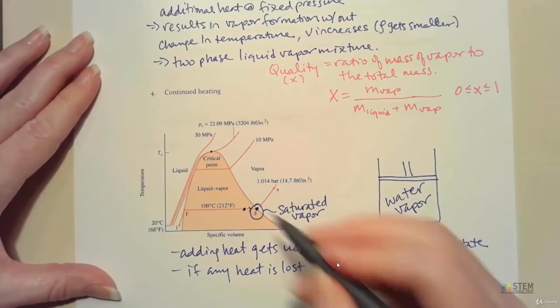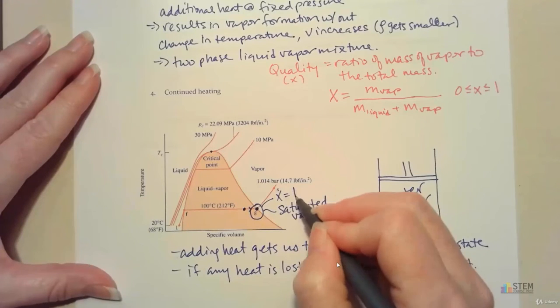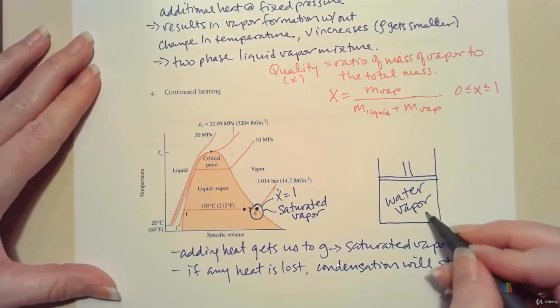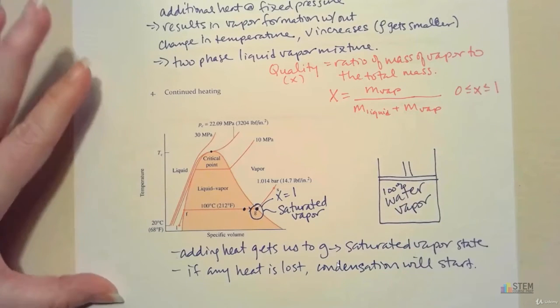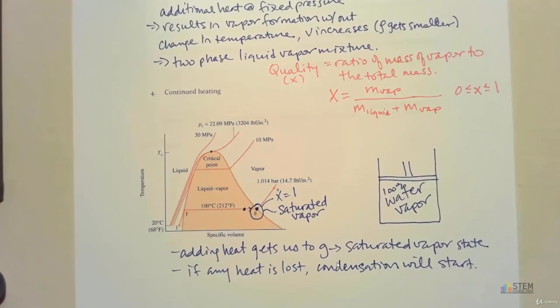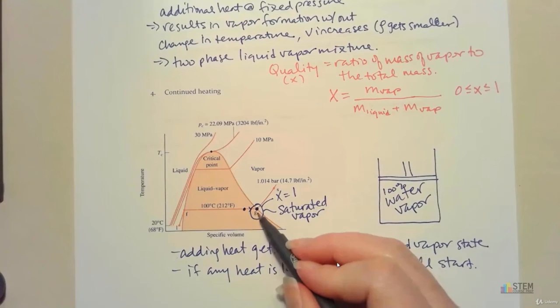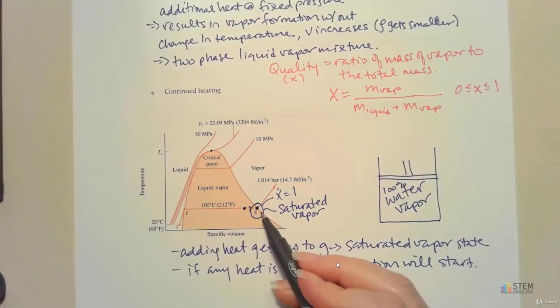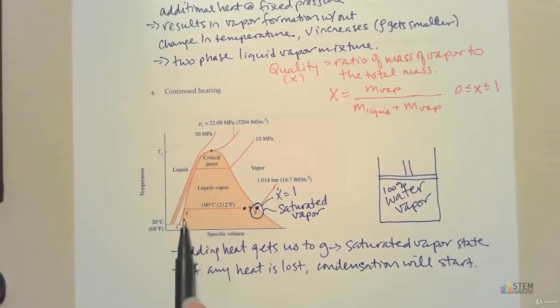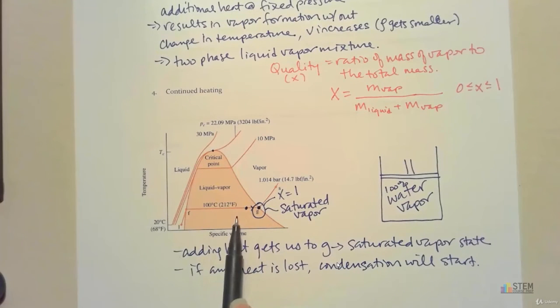Okay, now remember at this point, quality is 1 because we are 100% water vapor. So that's what this point G gives you. This is where we've got all water vapor. So point F, no water vapor yet. Point G, all water vapor. And throughout this whole time, temperature has been 100.